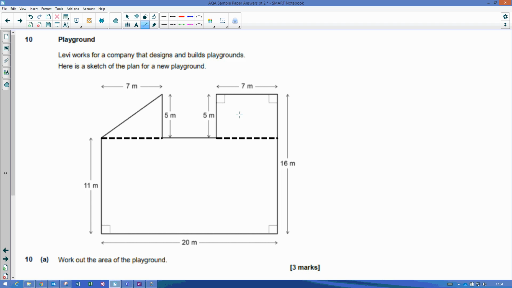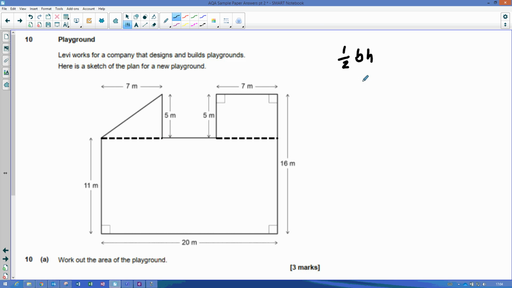So I'm going to work out the area of each of these shapes individually, and then I'm going to add those three together. Let's start with the triangle. That's perhaps slightly harder. We need to remember that the area of a triangle is half times the base times the height. So our base, this is 7 long. We're told that here, with 5 high.